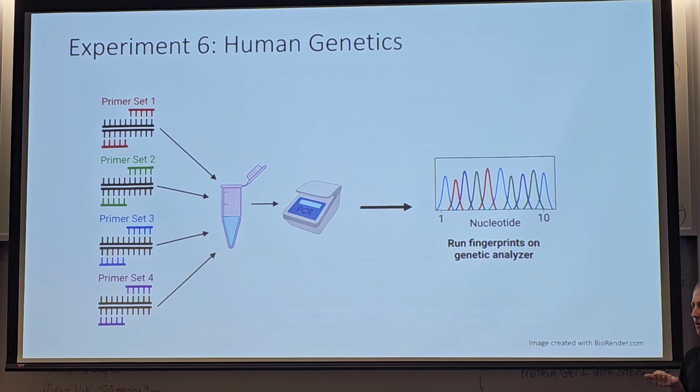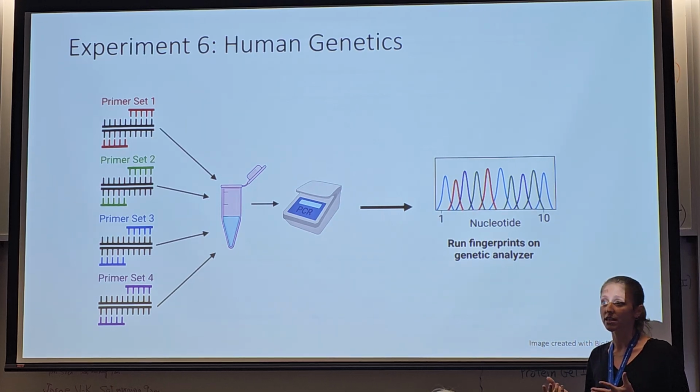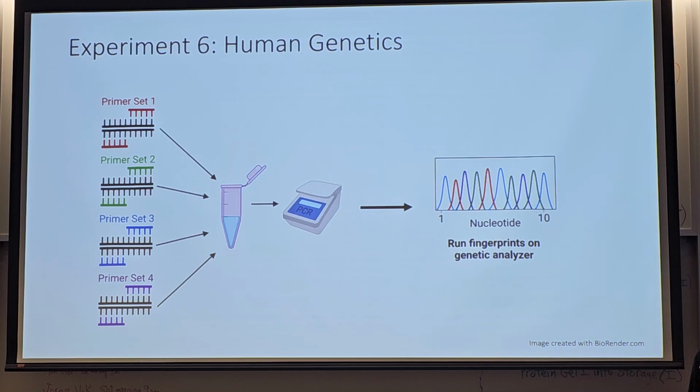Steve and I were just talking about this yesterday. I think the FBI, with their CODIS system, has since expanded it to 20 different short tandem repeats. And we'll get into why that is a little bit later.